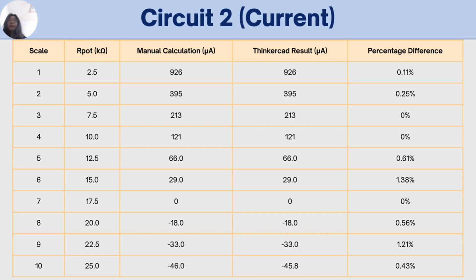Then I tabulate the data of manual calculation and Tinkercad in this table. From my simulation, the ammeter reading also becomes 0 ampere at the same scale as voltage, which is scale 7, R port 17.5 kilo ohm. The simulation result is close to the manual calculation because the theoretical balance is 7.09, while Tinkercad shows the balance condition at scale 7. The small difference is acceptable because the simulation uses discrete resistance values for each scale, and each scale changes by 2.5 kilo ohm.